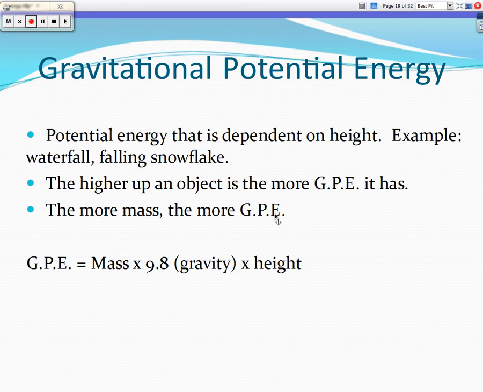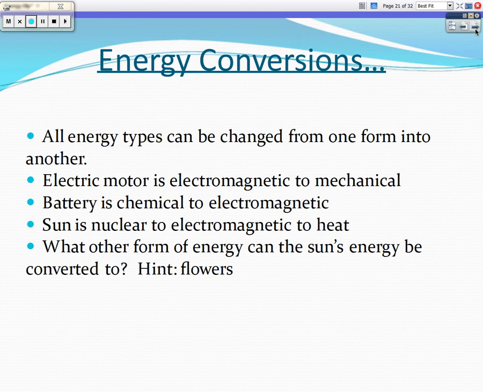And there is a math equation with this also, which I will give you calculators. It is mass times 9.8, that's what gravity is, times height. So mass times gravity, 9.8, times height. Okay, we're skipping that. Do not copy this. You do not need to copy this.